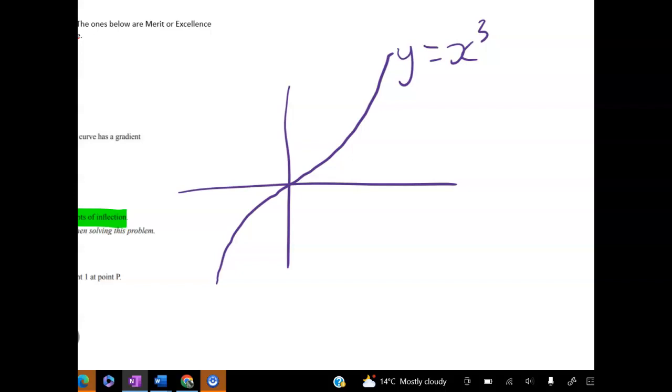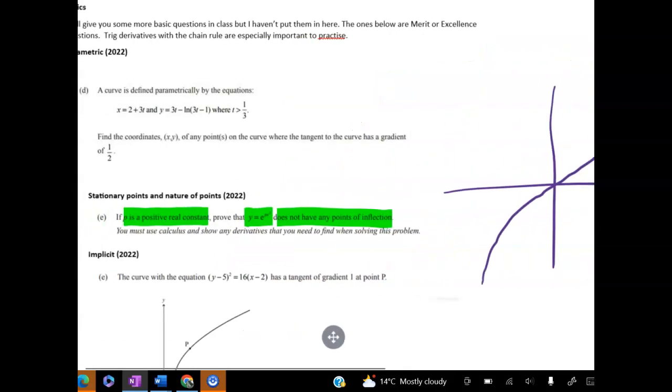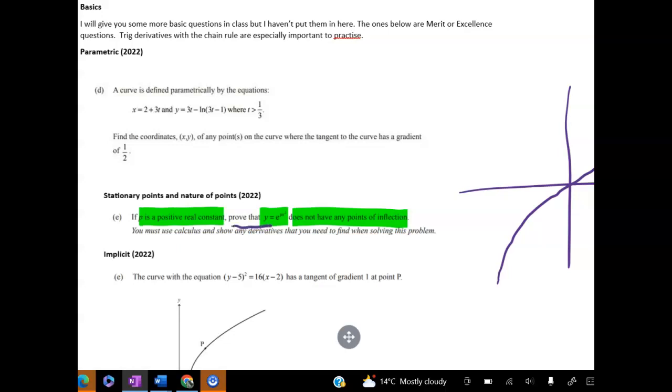So to find a point of inflection, we set the second derivative equal to 0. That's not enough to conclude that something is definitely a point of inflection. We have to check the gradient on either side. But it's going to be enough for what we're asked to do here. Because what we're asked to do is to prove that this does not have any points of inflection. So if we can show that there are no solutions to this equation, then we will be done.